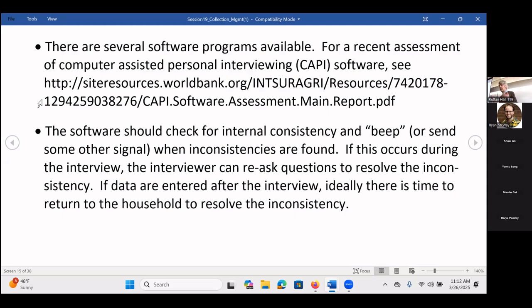If you're collecting data on a digital device right when you're interviewing somebody, one thing you might have the software do is beep if somebody gives inconsistent data, and then right away you think, oh, I need to go back and figure out what's going on. But sometimes people don't like the beeps when you're interviewing. So maybe, instead of a beep, it flashes something on the screen that the person won't see.